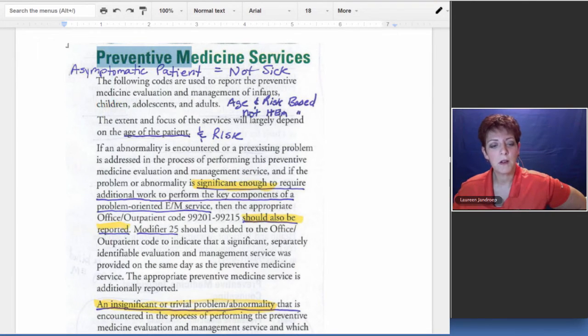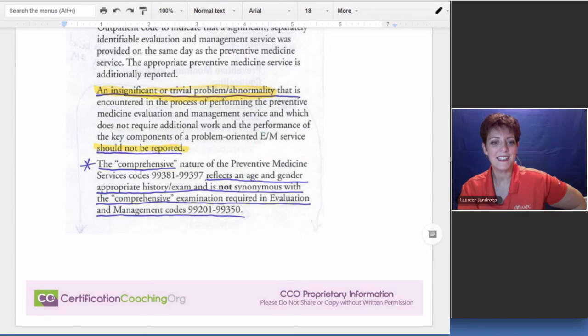But if you notice the third paragraph down, it says, if an abnormality is encountered or a pre-existing problem is addressed in the process of performing this preventative service, and the problem or abnormality is significant enough, that's key, so I have that highlighted, to require additional work, then it tells you to use the codes from the 99201 to 215 range. So if it's minor, they're saying just bundle it in. And if you scroll down a little bit more where I have it underlined, an insignificant or trivial problem shouldn't be reported. So that's how I would go about it.